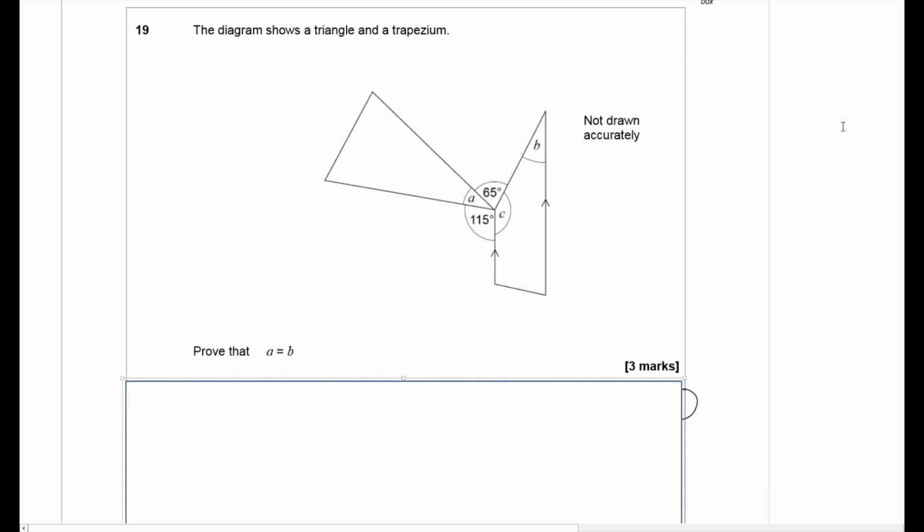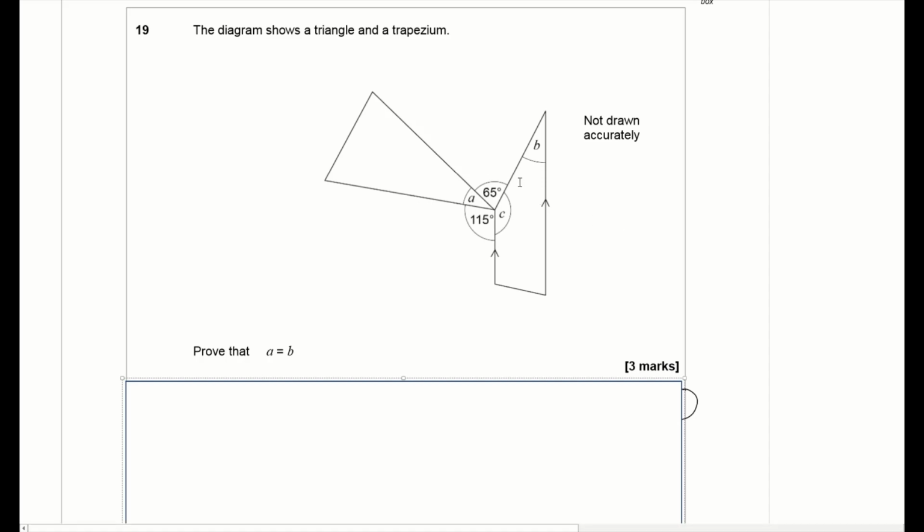Question 19. The diagram shows a triangle and a trapezium. Prove that A equals B. For this proof, we need to use two geometric facts to establish equations that contain A and B somewhere, and then derive that the value of A and B will both be equal.